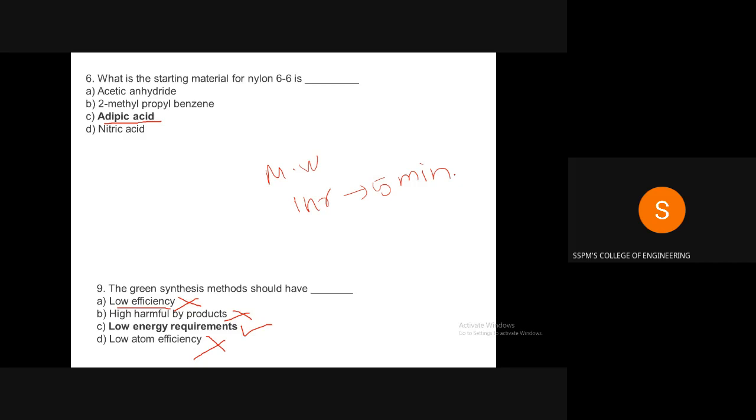Contaminations are not produced in the green synthetic methods. So this is an important question.